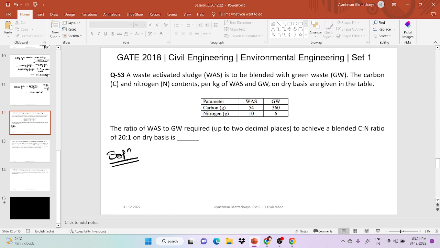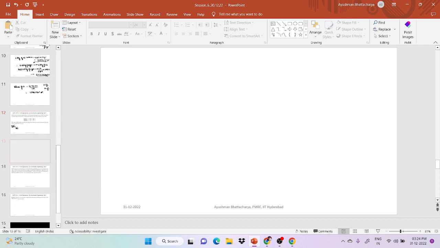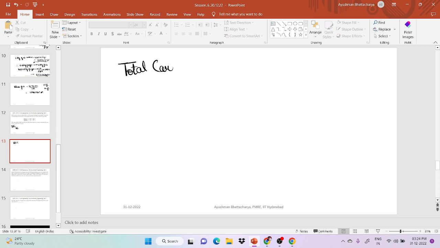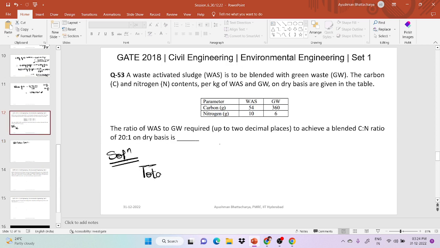So in this, how will we write? So basically, total carbon content. Okay, let's start in the next slide. Total carbon content will be: from the figure they are mentioning carbon in waste activated sludge is 54 gram and in green waste it is 360 gram.